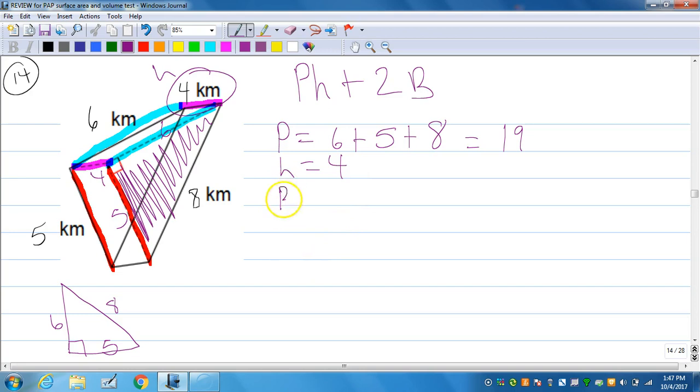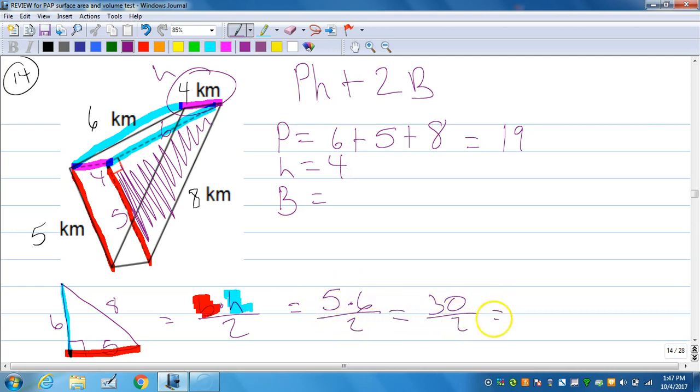And then the B, the area of the base, is a triangle. That is base times the height divided by 2. This is the base of the triangle, that's 5. The height of the triangle is 6. So then 5 times 6 divided by 2. That's 30 over 2, which is 15. So that's 15.